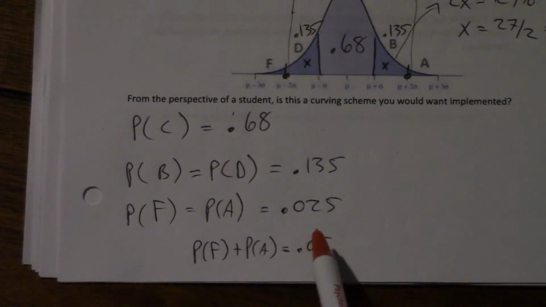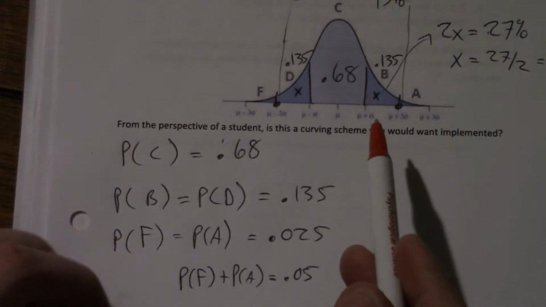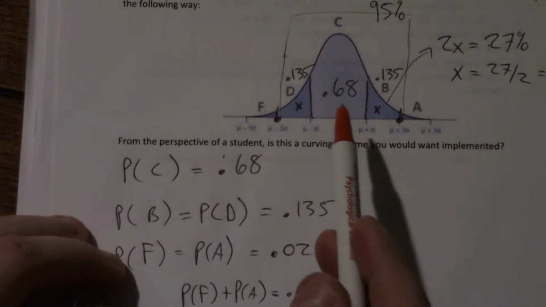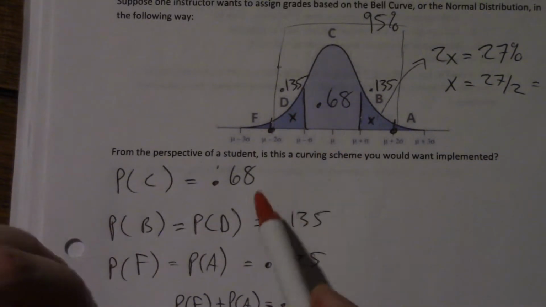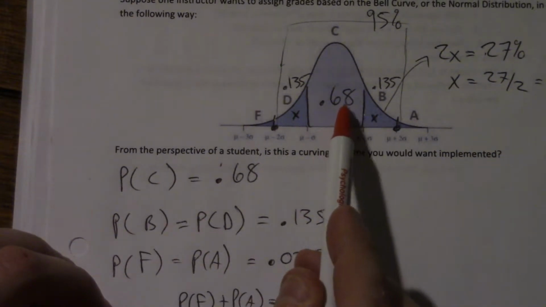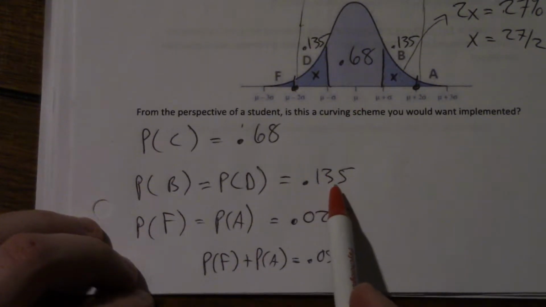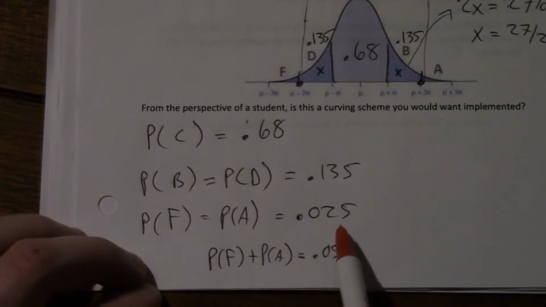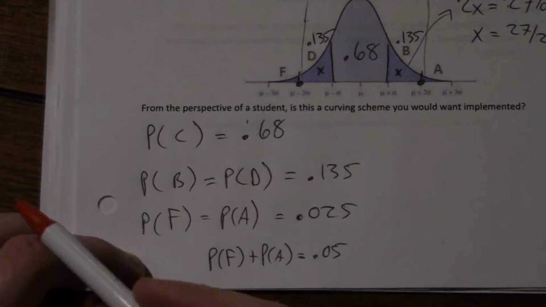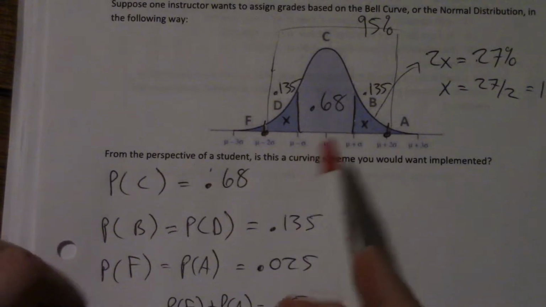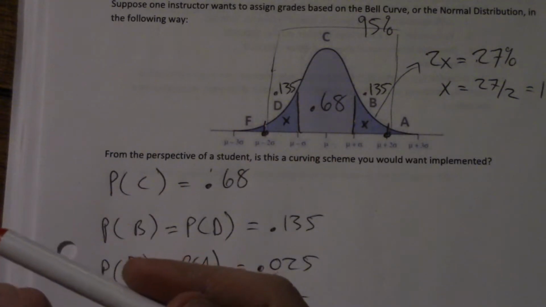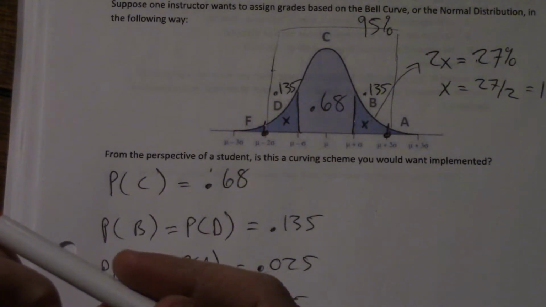Okay. So this doesn't seem like a grading scheme that I would want. I don't want grades divvied up by standard deviations. It puts way too many students in the C range, a pretty small portion in B's and D's, and not very many at all in A's and F's. So splitting by standard deviations, maybe not the best way to go about it.